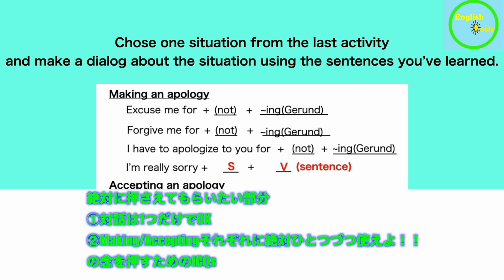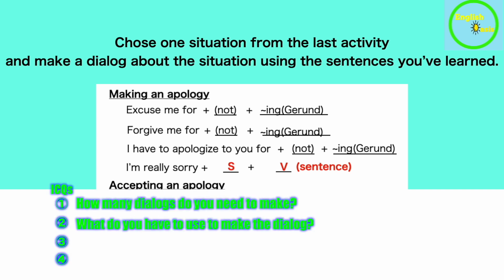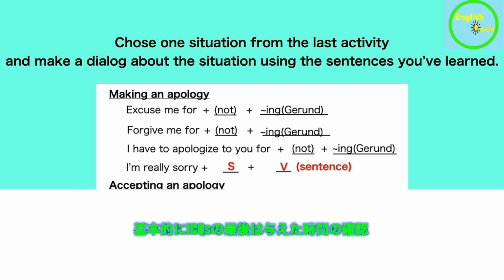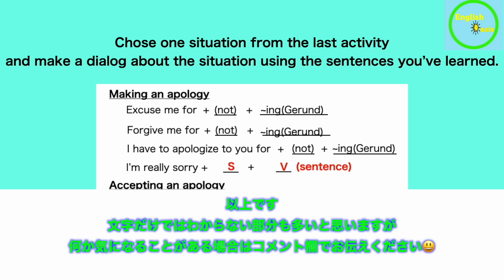So, how many dialogues do you have to make? Only one. What do you have to use to make the dialogue? Yes, sentences you've learned. How many sentences do you need to use in total? 2 sentences, because one for making an apology and one for accepting an apology. How many minutes do you have? 5 minutes. Okay, so this is the last activity of this lesson. When you finish making a dialogue, the lesson is over. So please check the time by yourself and please make the dialogue.